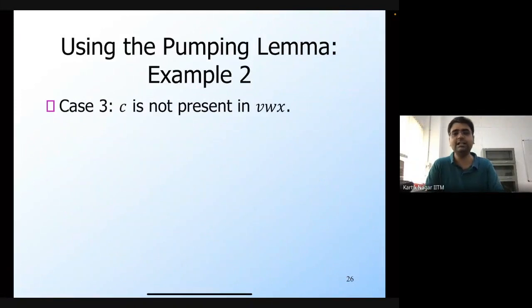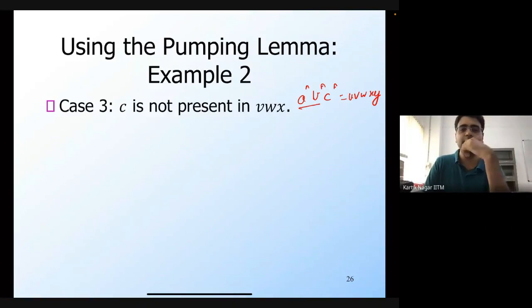And let's consider the last case. This is very easy. Let's say that c is not present in vwx. So again, I have a^n b^n c^n equal to u, v, w, x, and y, such that this vwx only spans a's and b's. So c is not present in it. Now what can I do? Should I pump up or should I pump down? Yes, pump up, that's correct.